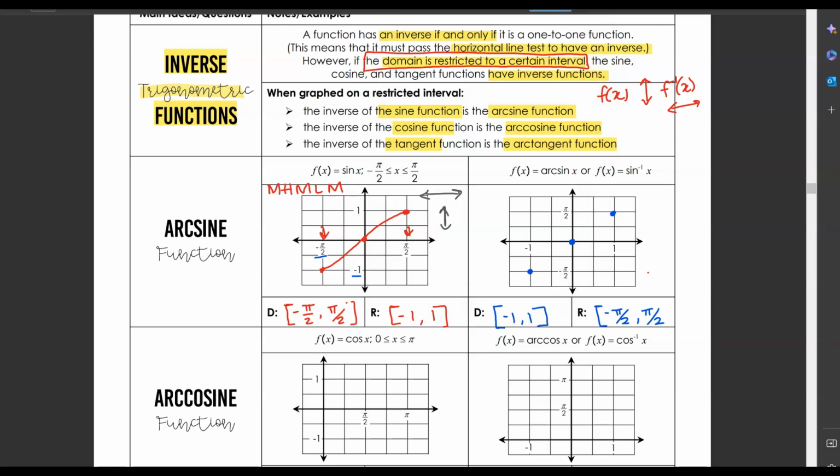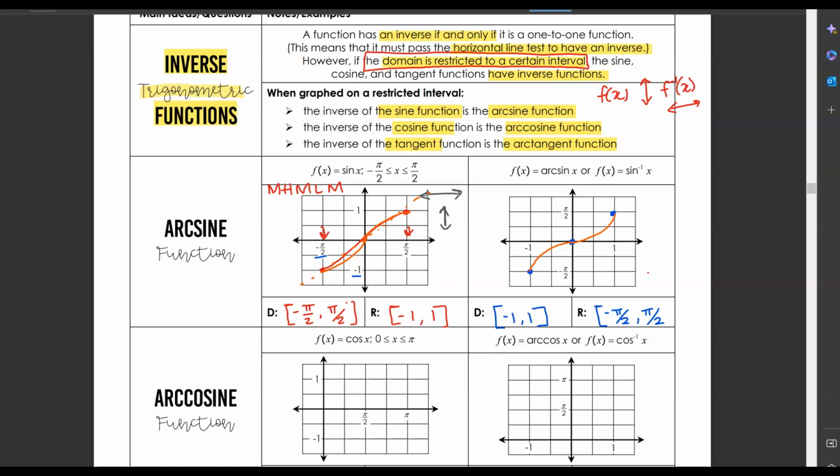But if we remember, inverses must reflect about the y equals x axis. So where our inflections for sine followed a certain curvature, the concavity, we have concave down and then concave up. These are going to be swapped. So now we're going to come up this way and down this way.